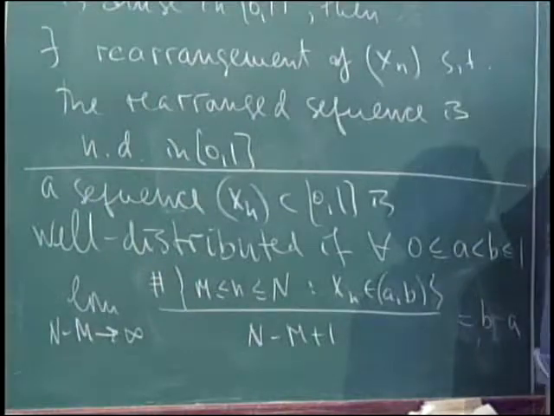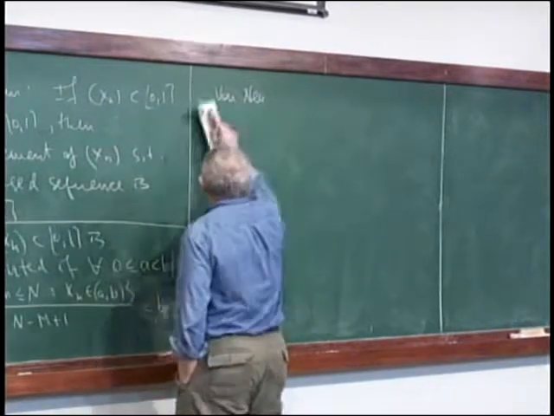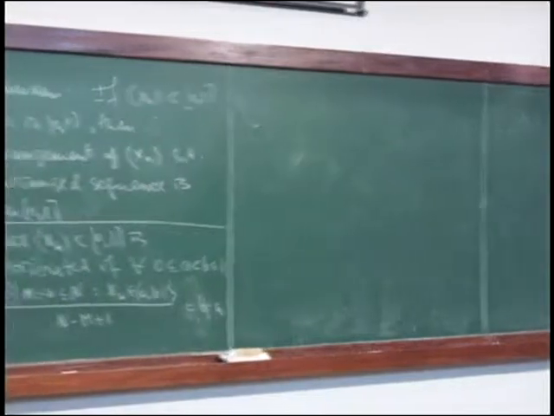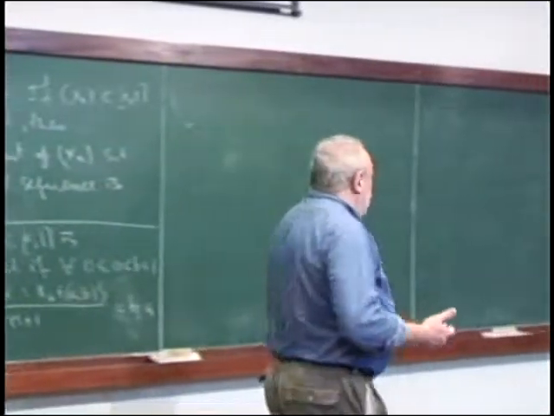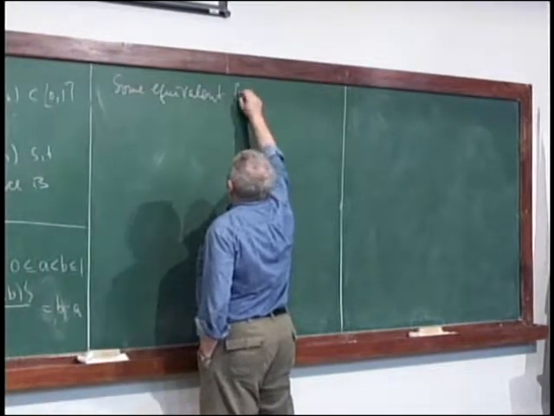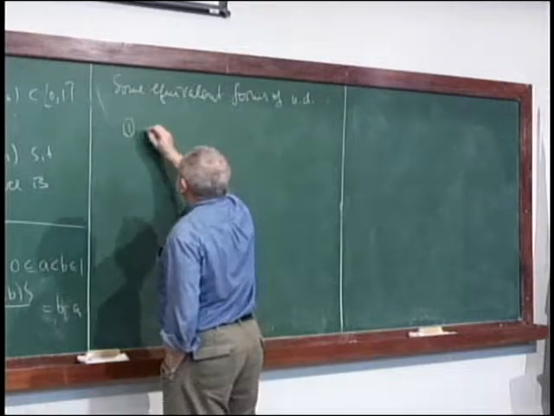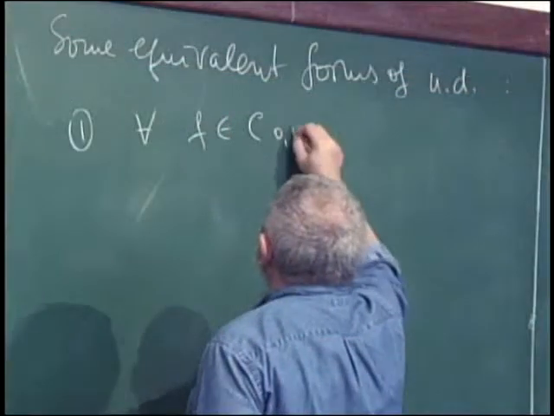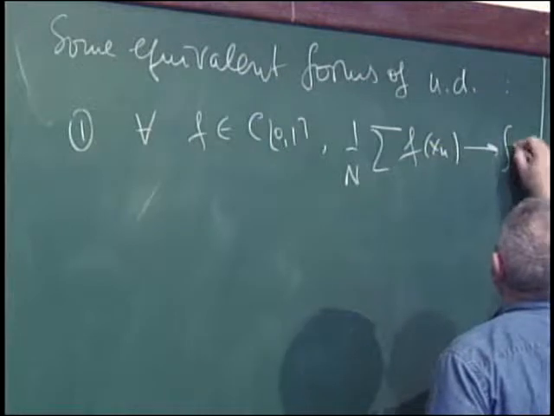So now let me see where the instances of these notions are in ergodic theory. First of all, here is a von Neumann theorem. But before that, maybe let us give some equivalent forms of uniform distribution. The difference so far is only uniformity of the limit. So, some equivalent forms of uniform distribution. First, for any f in C[0,1], 1 over n sum of f of x_n converges to the integral of f dx.